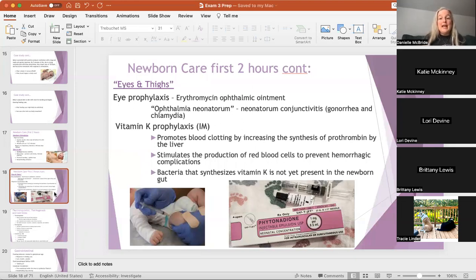So for vitamin K, well, somebody else tell Katie what vitamin K is for. Vitamin K helps with blood clotting, especially with hemorrhaging for brain bleeds. Okay, it stimulates the production of red blood cells.